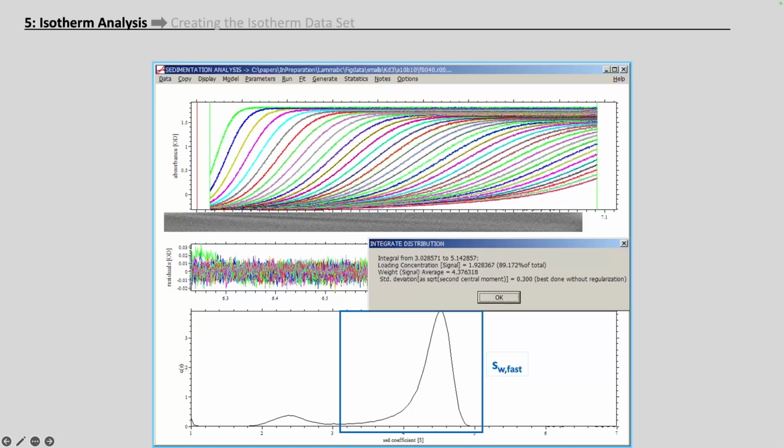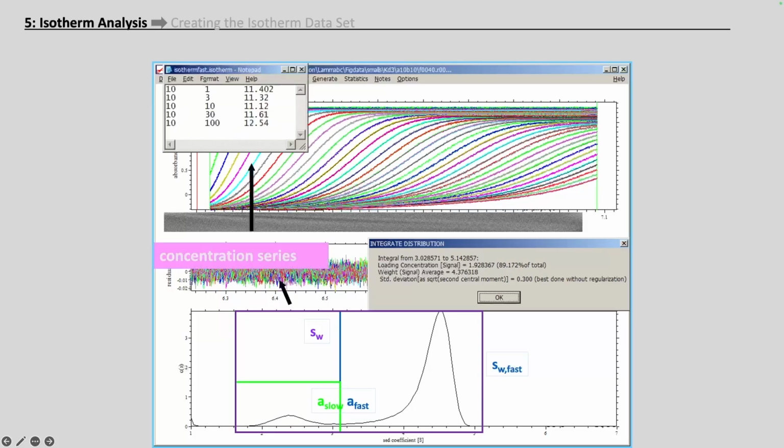And then we can do the same thing for the other peak to get its amplitude. And of course, we want to integrate the entire distribution to get the weighted average S value. So we do this for the entire concentration series and construct a standard ASCII file, for example using the Notepad with the extension .isotherm. The contents is a matrix of numbers where the rows correspond to the different experiments and the first columns correspond to the component micromolar concentrations.